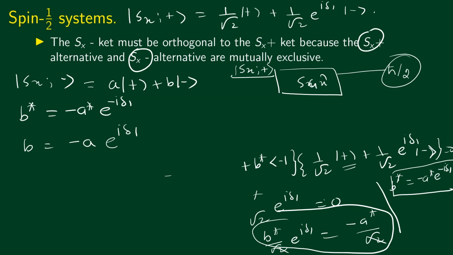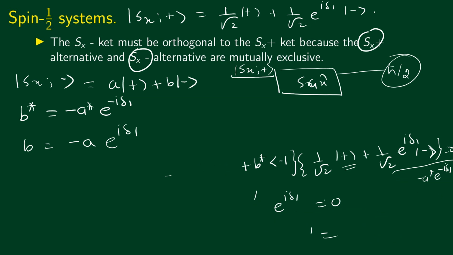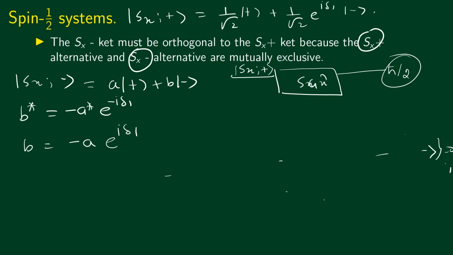But this doesn't determine it completely. I only have a relation between A and B. Now how do we determine A and B? We can also use the normalization condition. We can demand that bra Sx minus ket Sx minus is equal to 1. Demanding this means that modulus A squared plus modulus B squared has to be equal to 1.